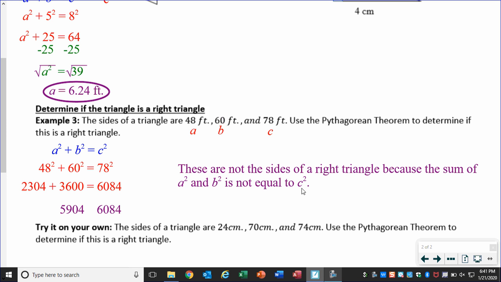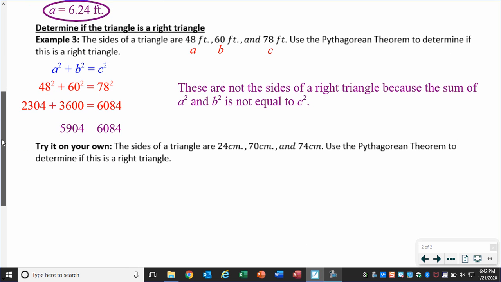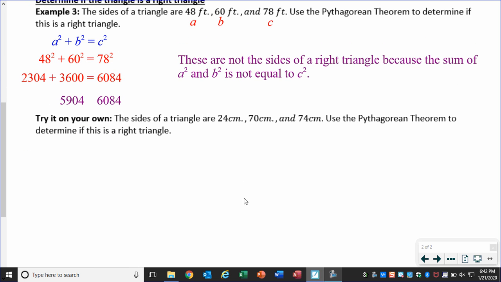This will probably be a question we ask you to explain why you think so. So you need to be able to say, oh, it doesn't work in the Pythagorean theorem. Like a squared plus b squared doesn't equal c squared. That all works. Okay? And you guys are going to try this one on your own, and I want you to write an explanation. Okay? Practice writing an explanation like this.